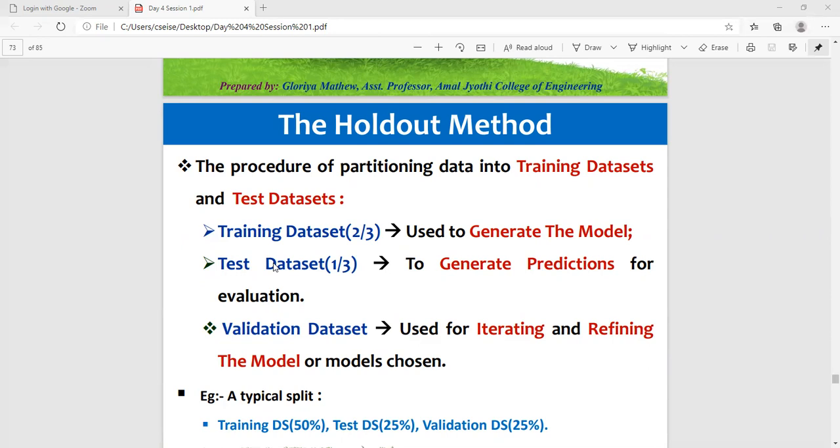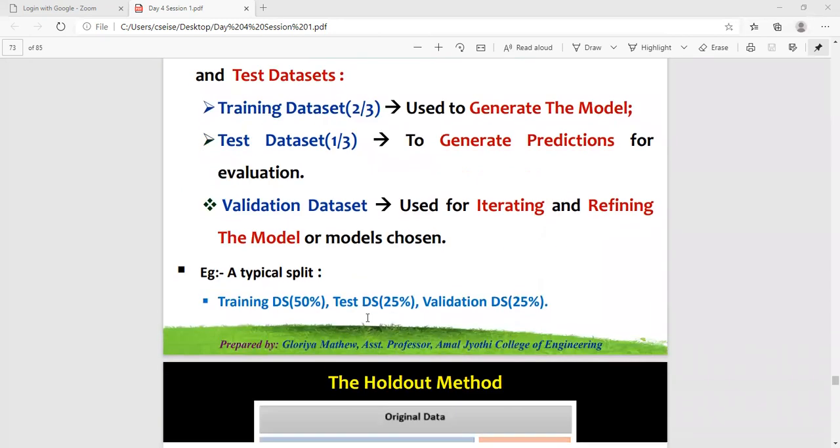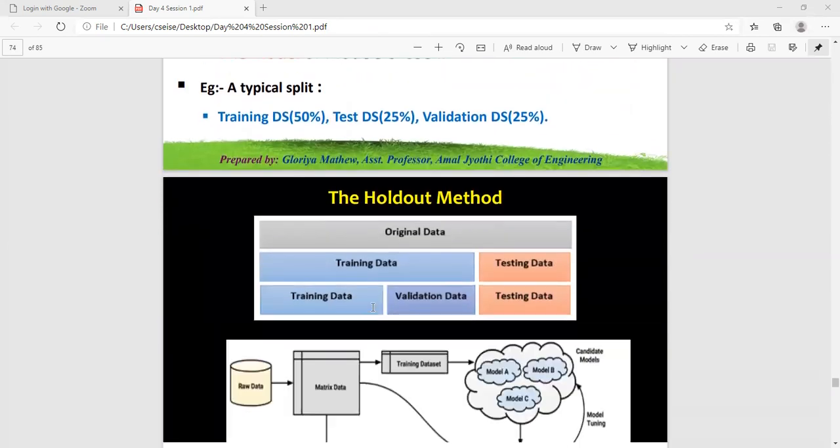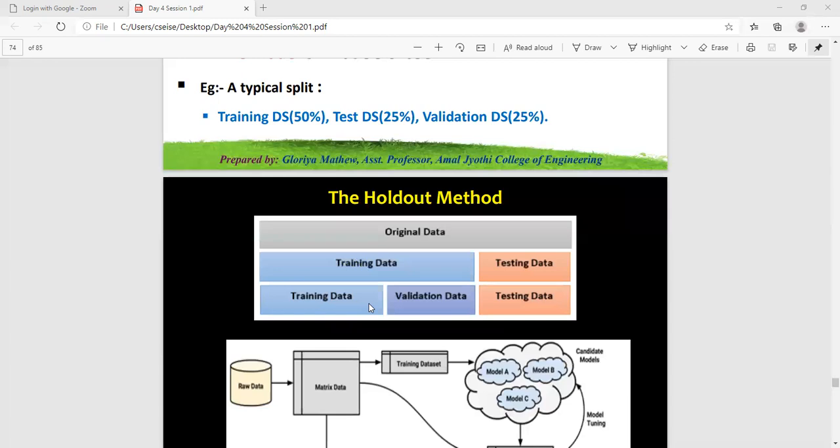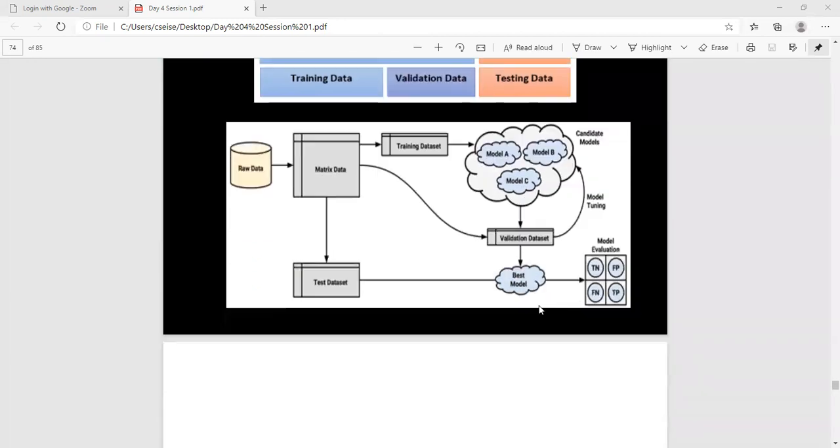Next you come to the validation data set, which is used for refining the model. Training data set is 50%, testing data set 25%, validation 25%. Now the holdout method: the original data is split into training data and testing data. Again, training data is divided into training data and validation data, and the testing data remains the same.